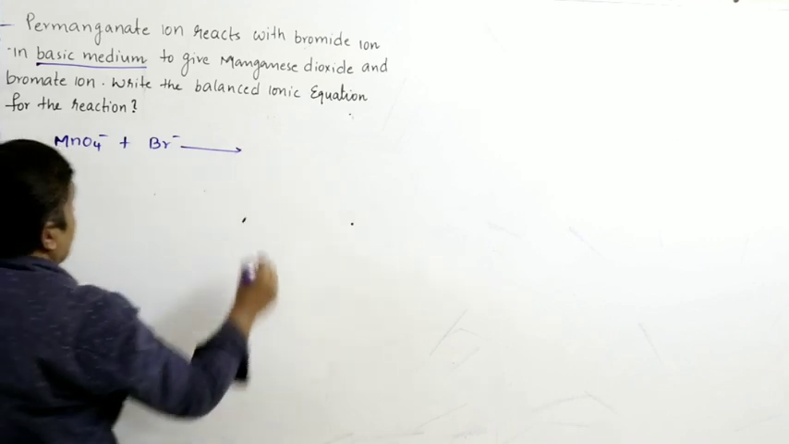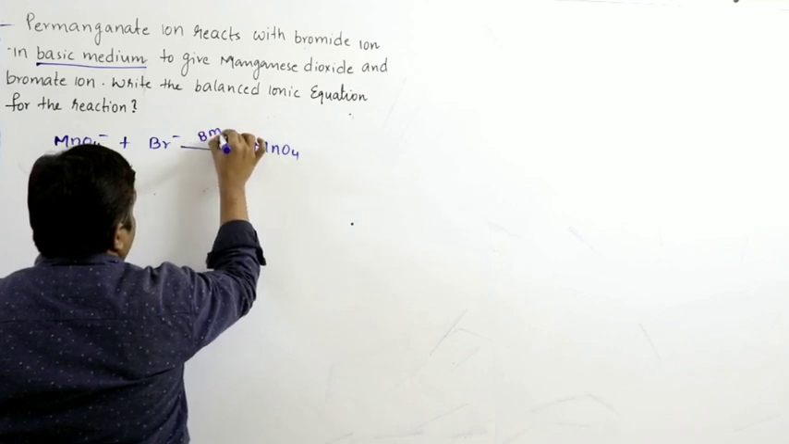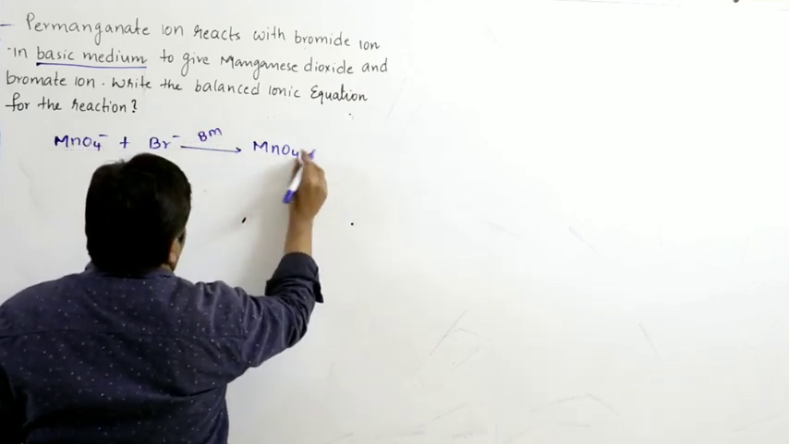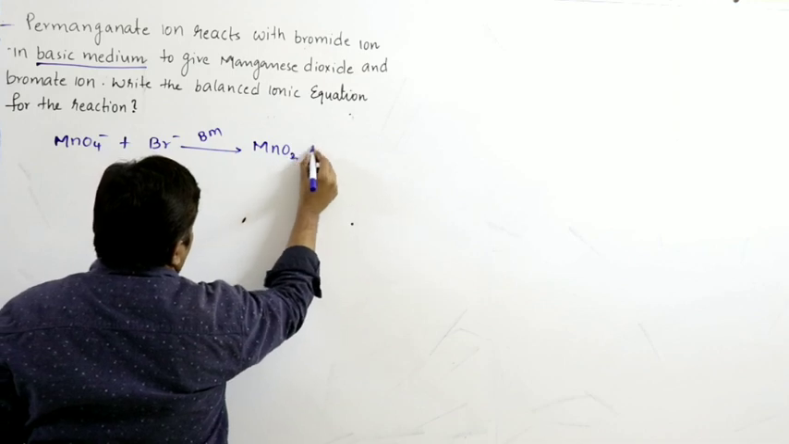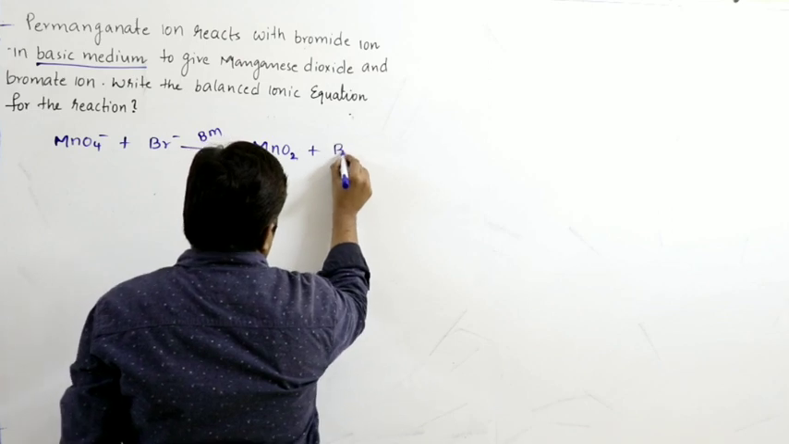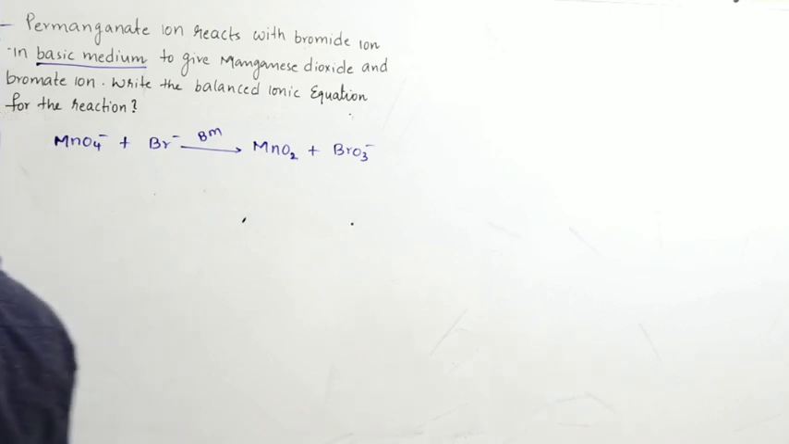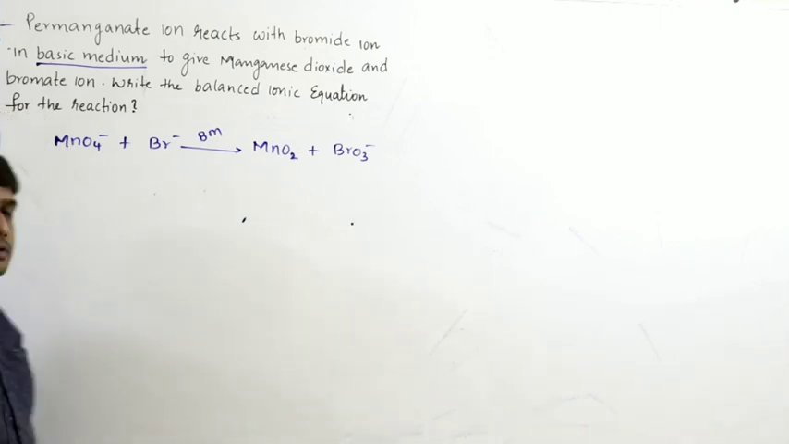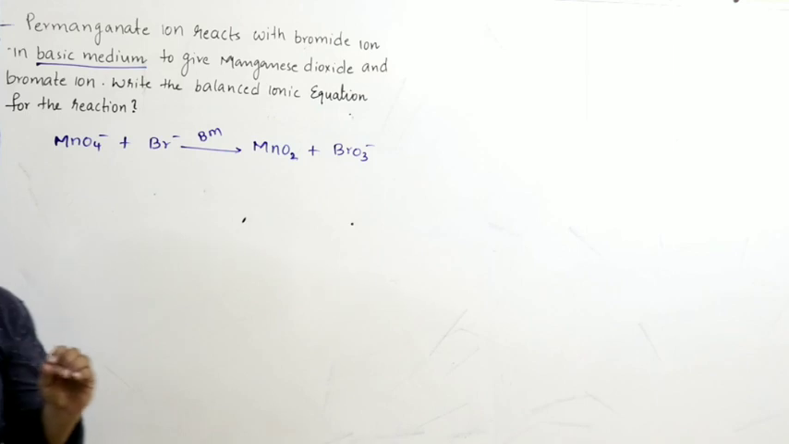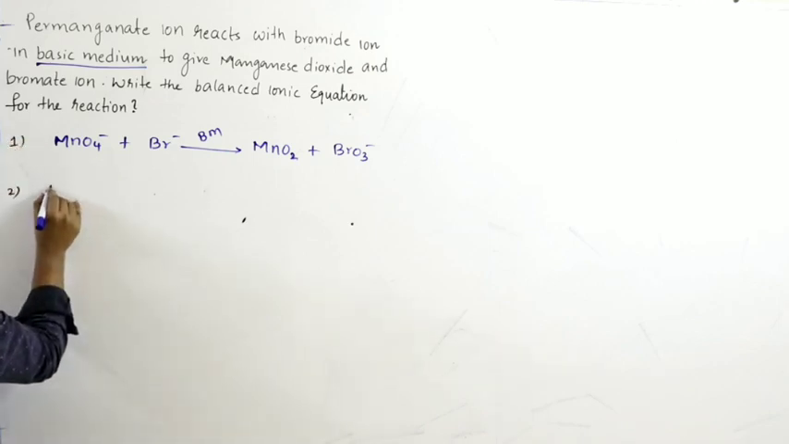It gives manganese dioxide, MnO2, in basic medium, and bromate, BrO3 minus. So these are the correct formulas for reactants and products. So we have written the first step: write the correct formulas for reactants and products. What is the next step? Assign oxidation states. So I am writing once again.